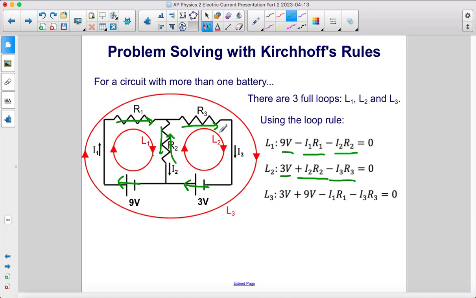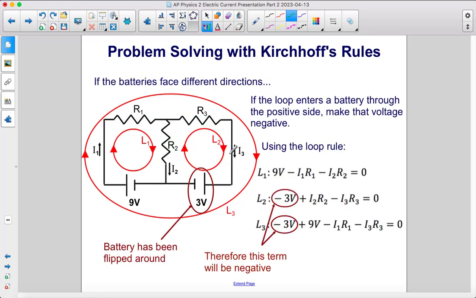If we then go around the entire loop, and we're starting with the 3-volt battery, this will be positive 3 volts since we're leaving the positive terminal. Then we go through this battery, and it's also going through the positive terminal, so it's also positive. Then we're going to go in the direction of current through R1, so it's negative, and that's the voltage, I R. Then we go through the third resistor in the direction of current, so it's also negative. So that also has to add up to 0.